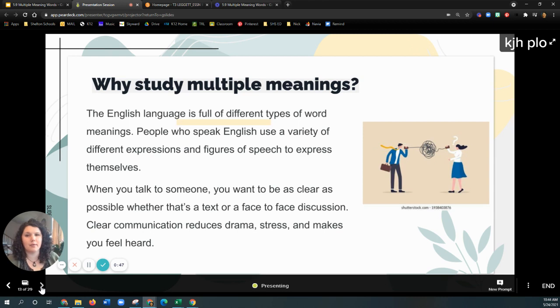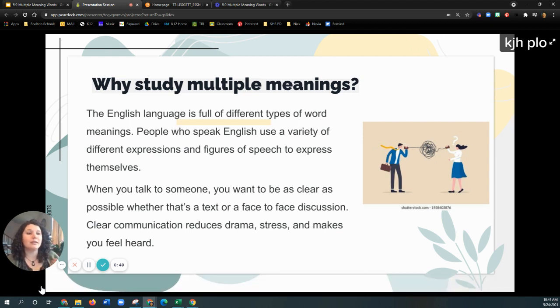Why are we talking about multiple meanings in words? Because the English language is full of different types of word meanings. So people who speak English use a variety of different phrases and expressions, figures of speech to communicate. When you talk to someone, you want to be as clear as possible, whether you're texting someone or having a face-to-face conversation, because clear communication reduces drama and stress, and it makes you feel heard and understood.